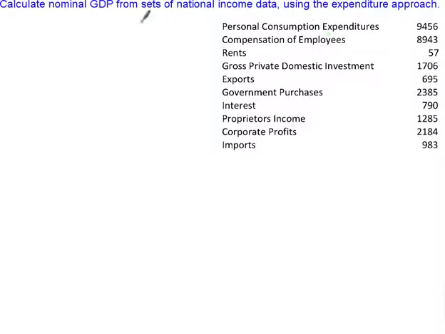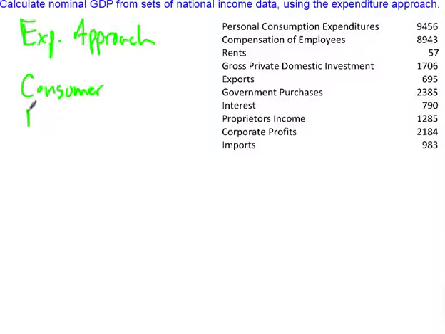All right, so let's go back to here. If you'll recall, using the expenditure approach, what are the four things we need to look at? So expenditure approach measures consumer spending. It also measures business investments, it measures government spending, and it measures net exports.